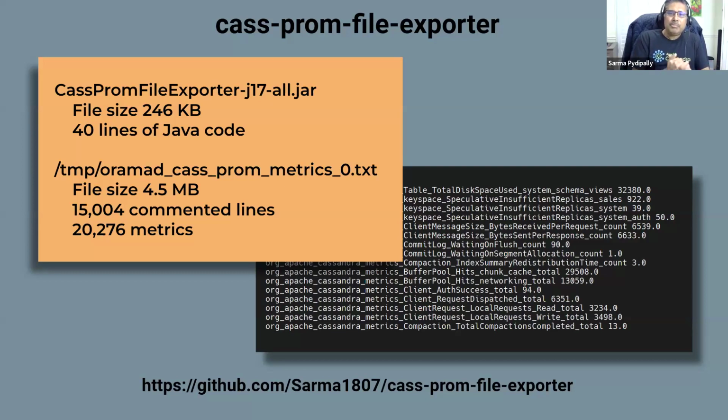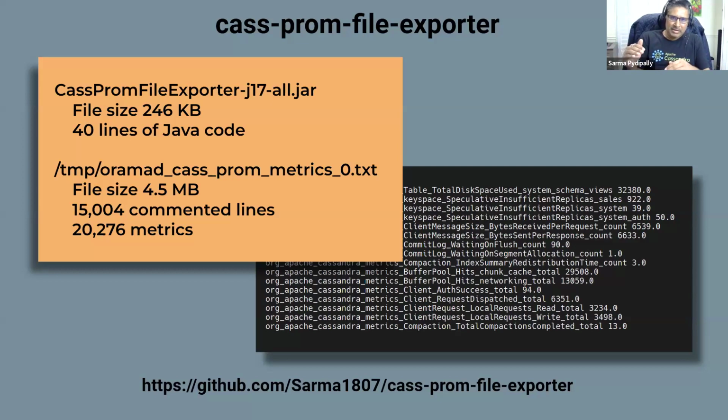Now the compiled jar is just a very small file. The actual code is just 40 lines, and then there are a lot of comments on it. And the code is published on GitHub. You can see the link at the bottom of the screen. What this agent does, every 5 minutes, is go and take all the metrics from the registry and dump it into a text file.